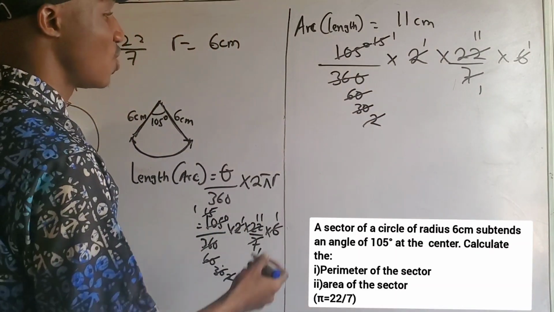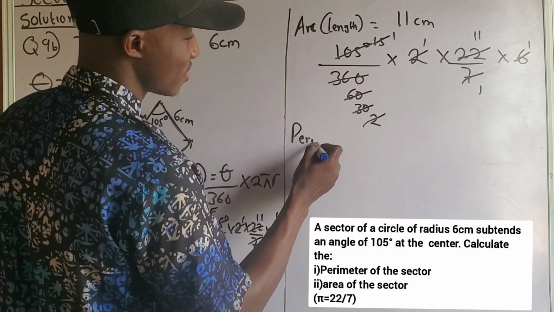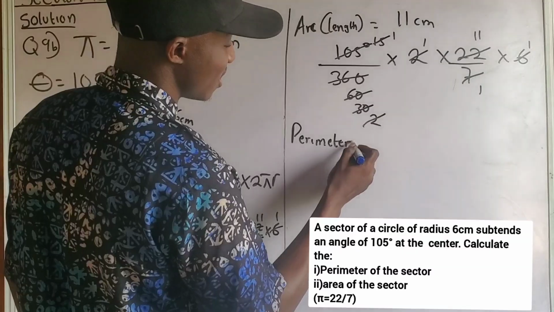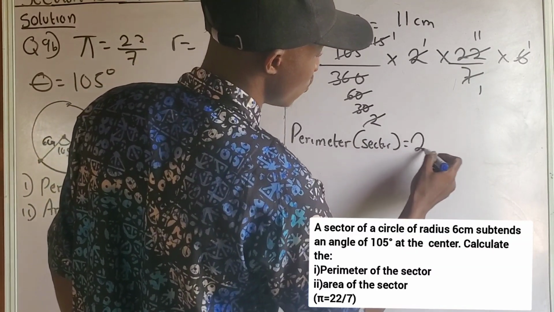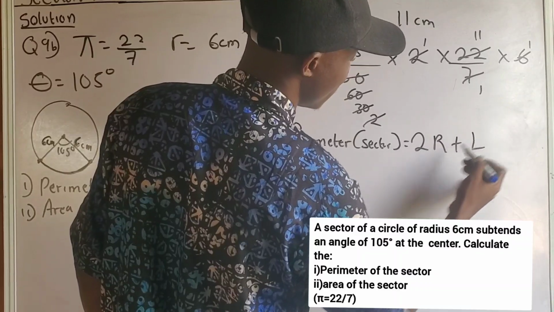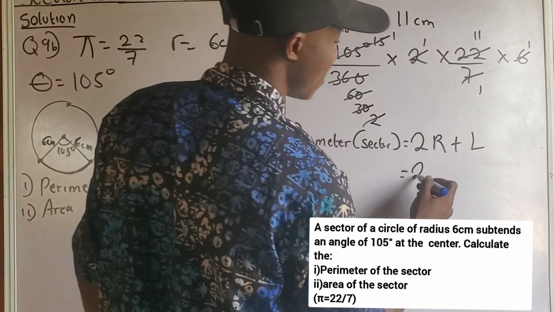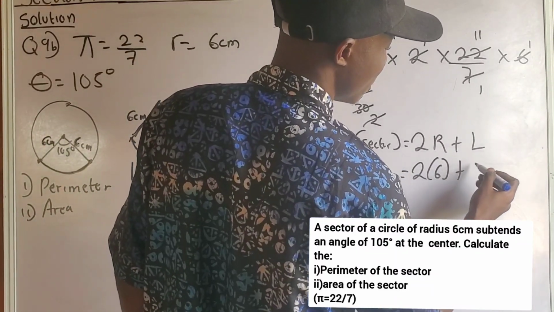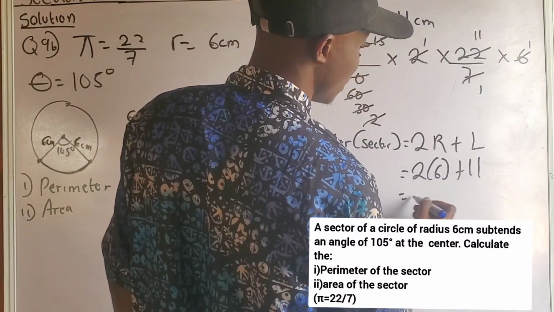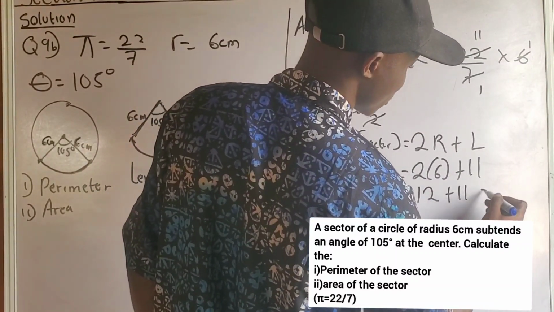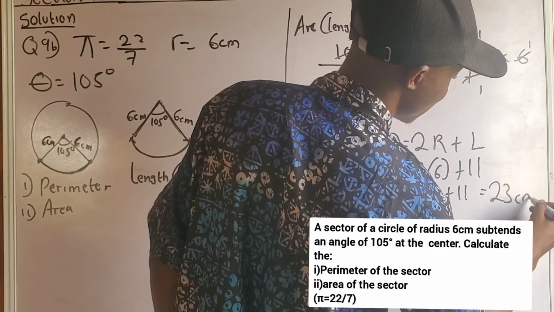Do you understand? So the perimeter of the sector is equal to 2 multiplied by r plus the length of the arc. So 2 times 6 plus the length of the arc, which is 11 centimeters. That is 12 plus 11. 12 plus 11 is 23. So the perimeter is 23 centimeters.